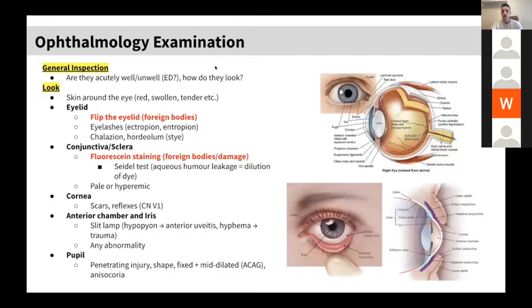In terms of the Opthal exam, I'll just point to a few key things that you always want to mention. Firstly, always flip the eyelid, because that's obviously specific to the eye. Make sure you flip the eyelid and look for any foreign bodies, because you can easily miss them, and they can be really small. And fluorescein staining: if anyone's coming with what you think is a foreign body or an ulcer, it's always good to do fluorescein staining.